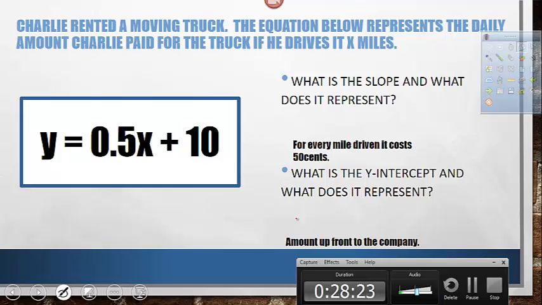Last but certainly not least, we have Charlie rented a moving truck. The equation below represents the daily amount Charlie paid for the truck if he drives it X miles. So I've already put the answers here. What is the slope and what does it represent? Well, for every mile driven, it costs 50 cents, which means that your slope is 1 over 2 or 0.5. The reason I put 1 over 2 is because it represents a rise over run. What is your y-intercept? Well, that's the amount up front to the company, so if you walk in the door and you're renting a truck, you have to hand them $10 and say, I need the truck. And there you go.